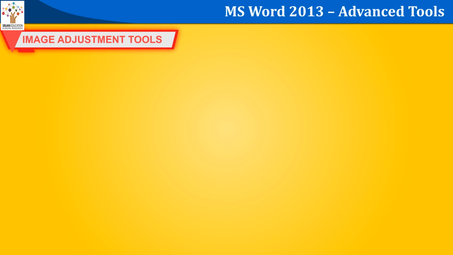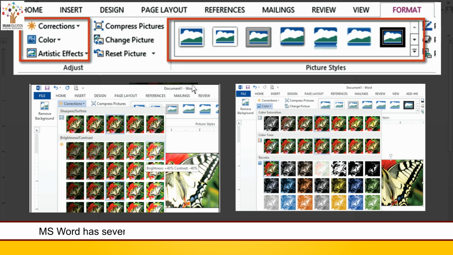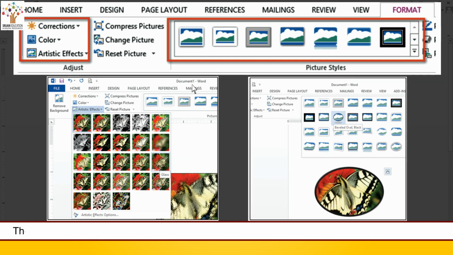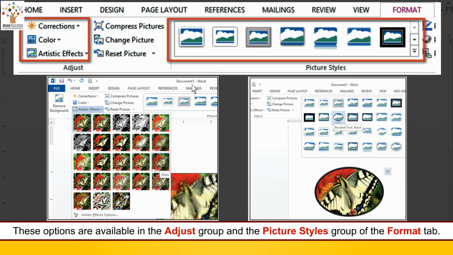Image Adjustment Tools. MS Word has several options for changing the way images appear in your document. For example, you can add a frame, make image corrections, change the image's color or brightness, and even add some stylish artistic effects. These options are available in the Adjust group and the Picture Styles group of the Format tab.